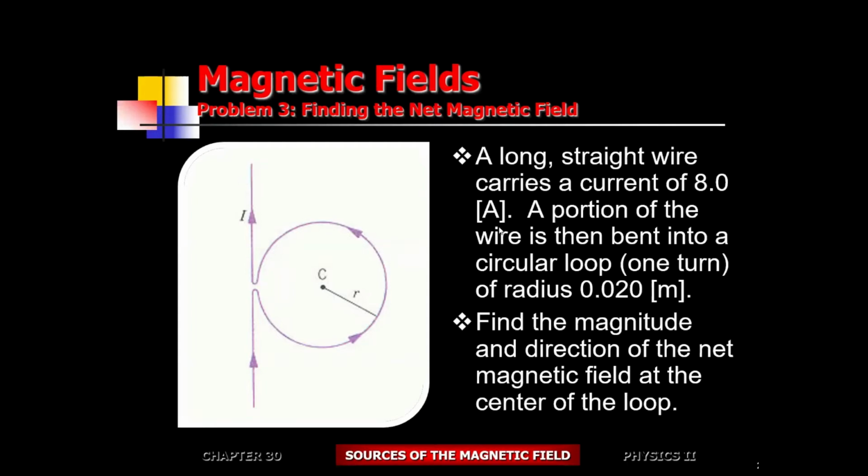We got a bunch of numbers here. The current value is 8 amps or whatever, so I don't care about the numbers right now. Let's come up with some kind of mathematical expression that's going to give us the total value of the magnetic field at the center. So what would be the total value of the magnetic field right at the center? This is problem number 3.